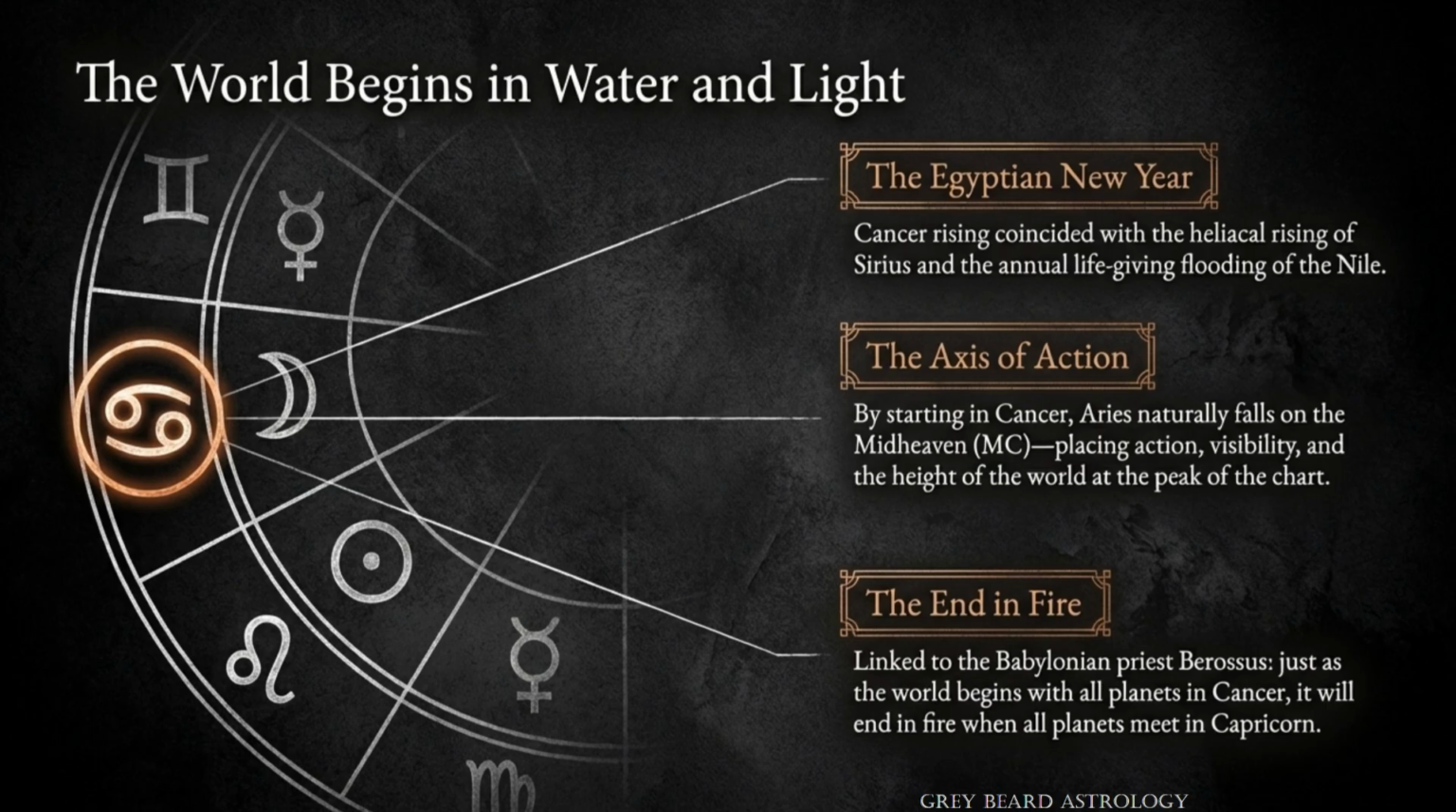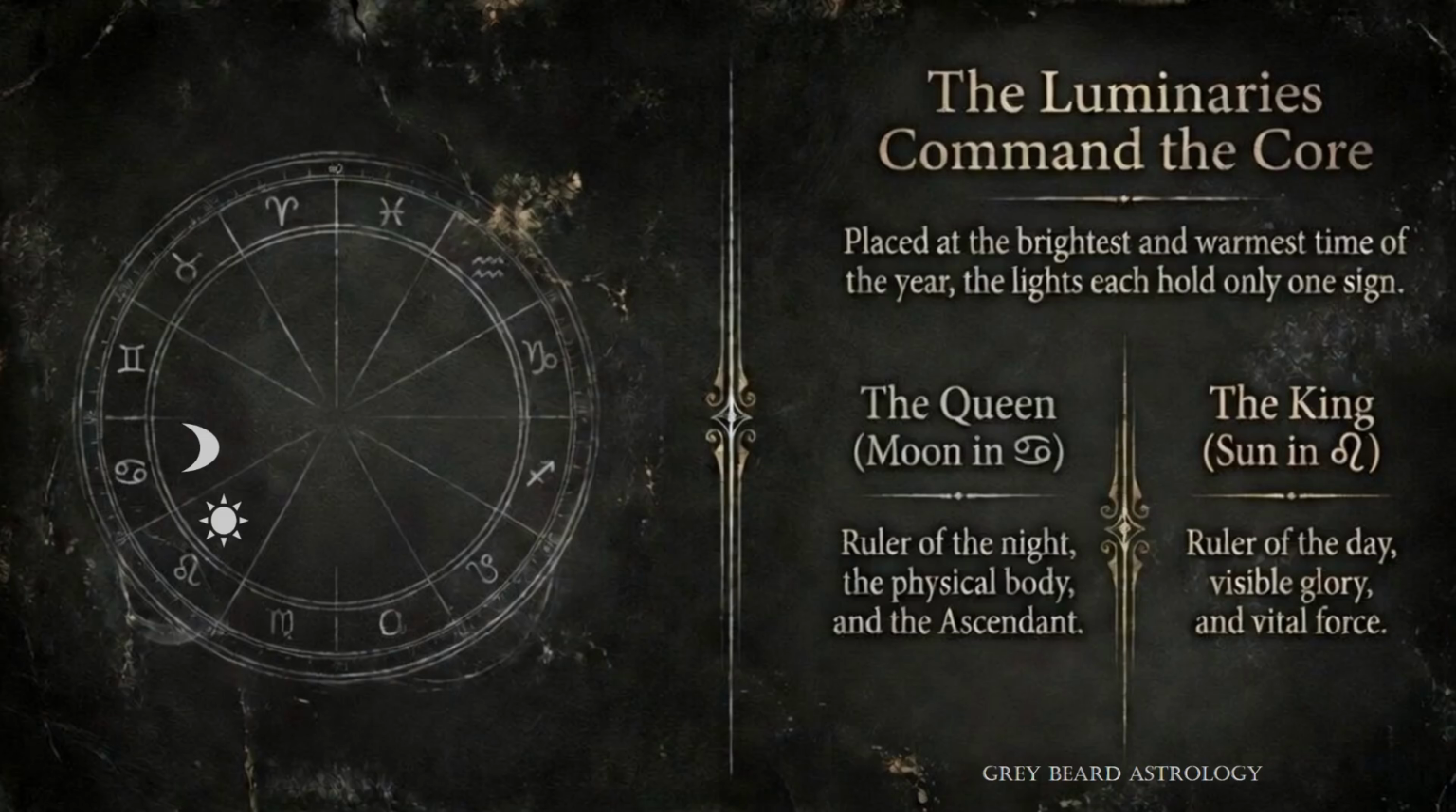By starting in Cancer, Aries actually falls on the midheaven, the MC, placing action and visibility at the peak of the chart. So the royals, the king and the queen, Cancer and Leo, the moon in Cancer and the sun in Leo. The moon rules over the night, the body, the self, and the ascendant. The king, the sun in Leo, rules over the day, vitality, glory, visibility, and responsibility. Unlike every other planet in this system, these two planets only rule over one sign.